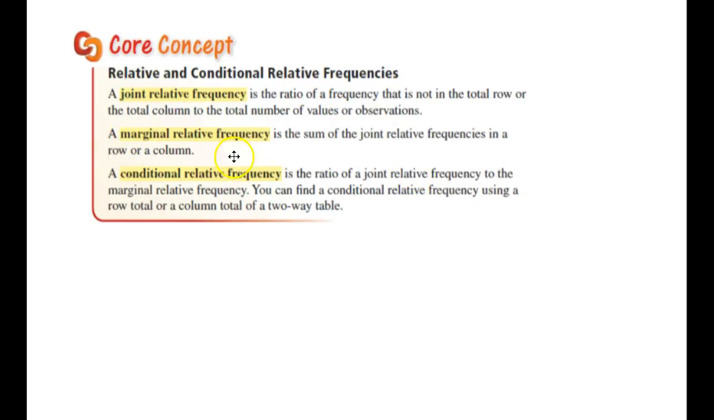So then a marginal relative frequency is the sum of the joint relative frequencies in a row or column. So first I find all of my joint relative frequencies, so each individual cell divided by the total, and then I can add those to find my marginal relative frequency. And then a conditional relative frequency is a ratio of my joint relative frequency to my marginal relative frequency. Okay, so I can use either the rows or the columns when I'm finding this conditional relative frequency. So let's look at some examples to actually work through this.